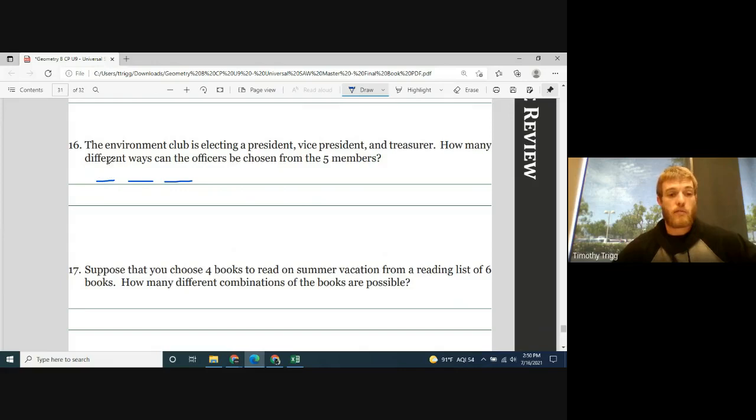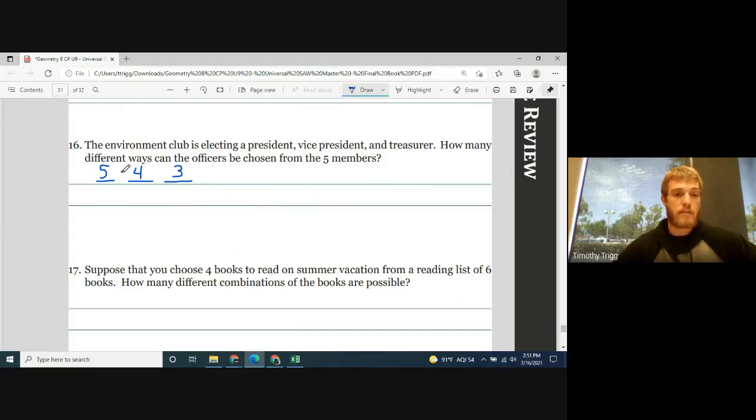So let's say this first blank is for president. How many different people could be the president? Well, since you have 5 members on the club, there are 5 people that could possibly become the president. Once the president's chosen, how many different people could be vice president? Only 4, right? And once president and vice president have been selected, how many different people could be the treasurer? 3.